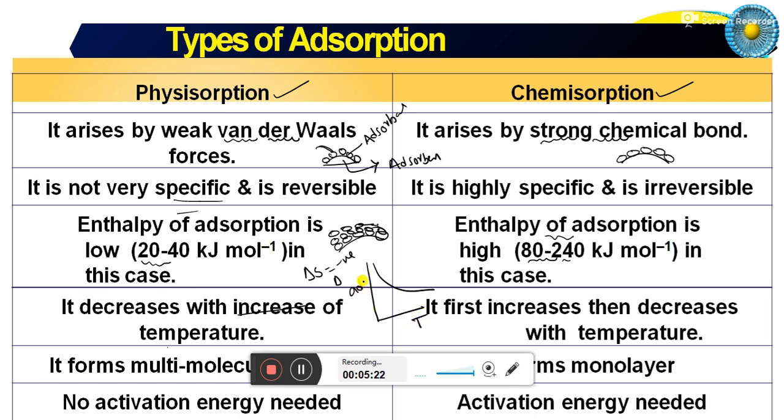This is adsorption. In chemical adsorption, what happens there? Initially it increases and then decreases. This is called the saturation point. Saturation point, that's the name of it.